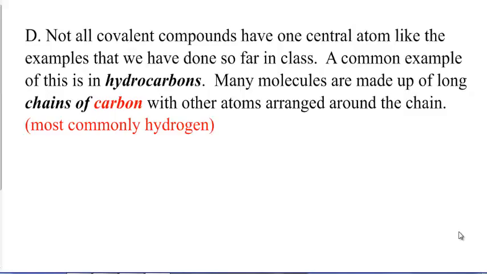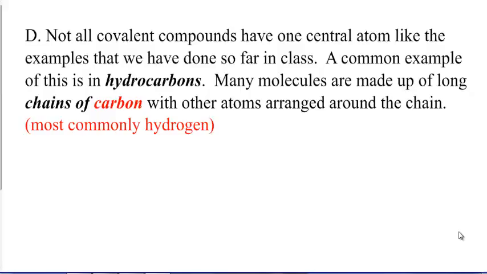This lesson goes with Roman numeral 3D in the Honors Chemistry Notes packets. Hopefully by now you are very comfortable with writing the electron dot structures for both ionic and covalent compounds. A lot of times it's not quite as simple as what we've been doing for the basic structures. For example, in letter D, not all covalent compounds have one central atom like the examples that we have done so far in class. A common example is the hydrocarbons.